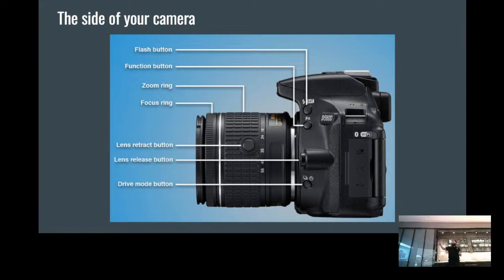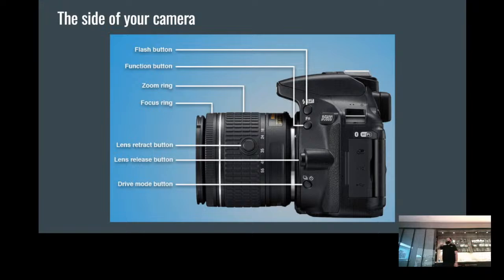Zoom ring is on the lens. If you have a telephoto lens, using that zoom ring to go back and forth is how you go from a wide angle to a tighter angle. If you don't, like on that one, instead you'll have a W and a T that helps you go wide or tight.